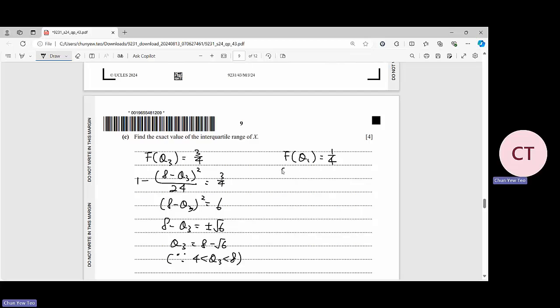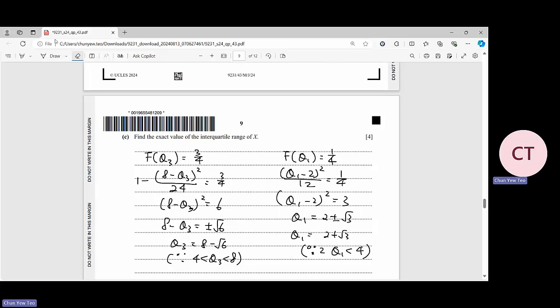Then as for the Q1, same thing, you just use the formula. (Q1 minus 2) squared over 12 is equal to 1 over 4. You have (Q1 minus 2) squared is equal to 3. Then your Q1 is equal to 2 plus minus root 3. So at the end, your Q1 is equal to 2 plus root 3. This is your Q1. Okay, the reason is because your Q1 is between 2 to 4.